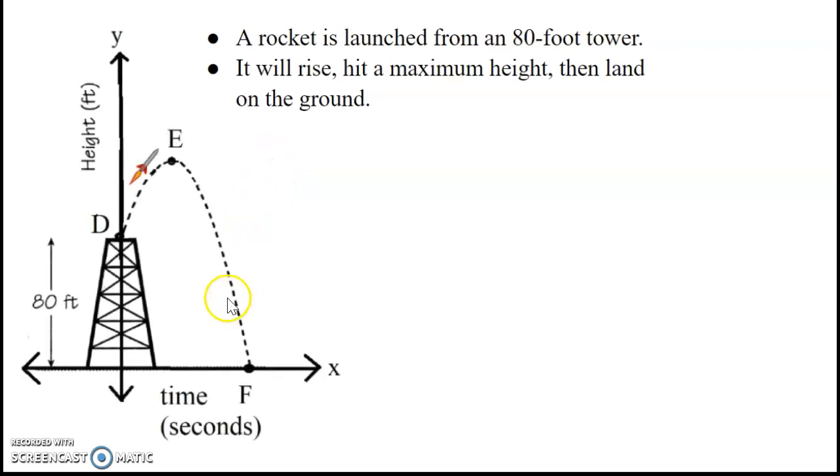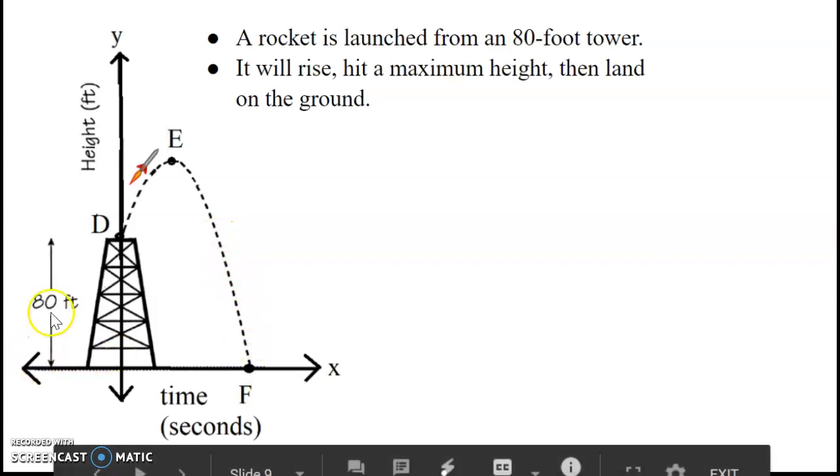I hope you came up with something like this. Here is my rocket. It's going to go up and then come down. If I graph what's happening to this rocket, with the y-axis being the height of the rocket at any given time and the x-axis being the time, then the graph will have a parabola as a shape. It's a quadratic function.